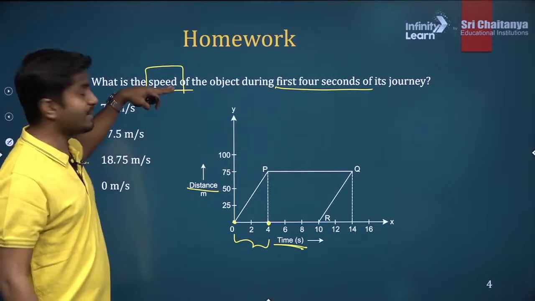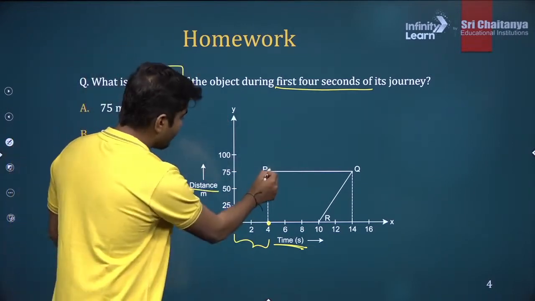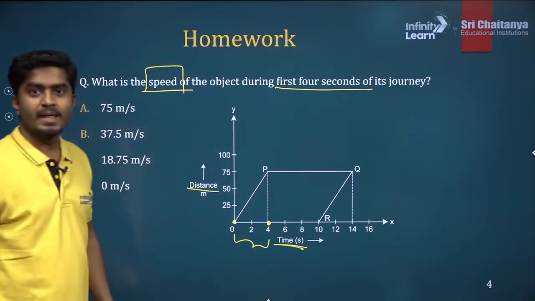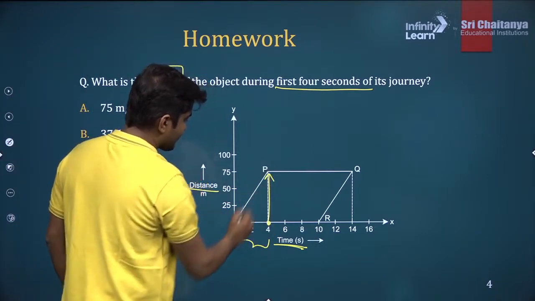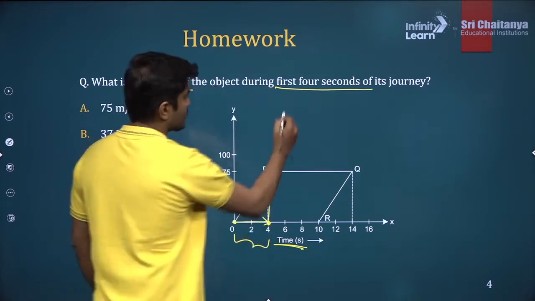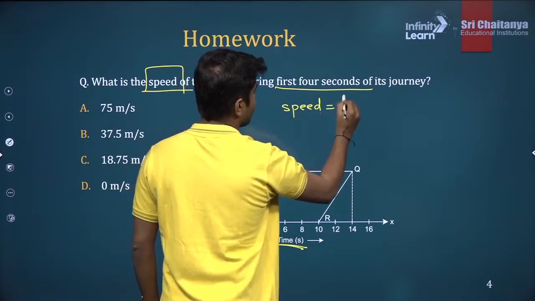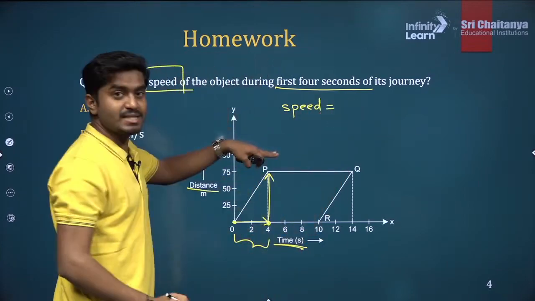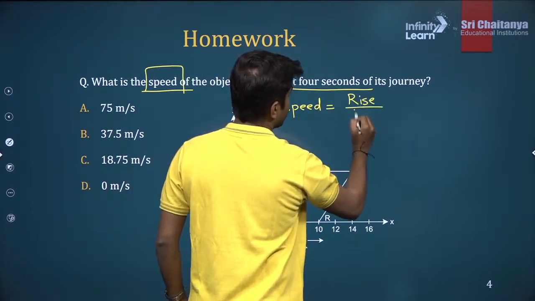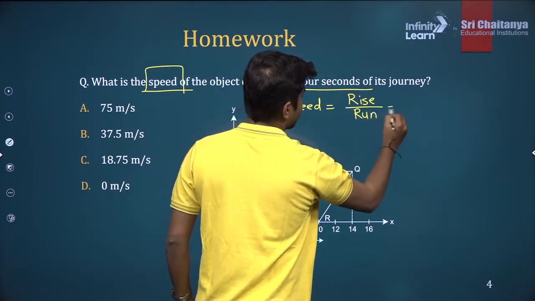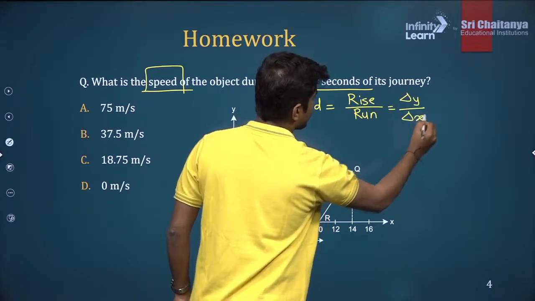Yes, in the distance time graph, speed is nothing but the slope. And how will you find the slope of this graph? Slope is nothing but rise divided by run. So speed is nothing but the slope, which is the change in the y-axis, which is our rise. I'll write down rise divided by run. So what is the rise? It is change in the y coordinate divided by change in the x coordinate.